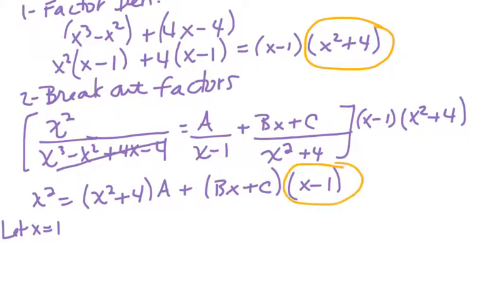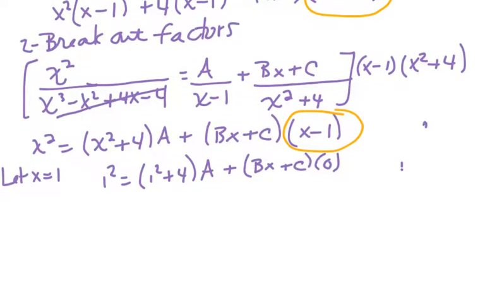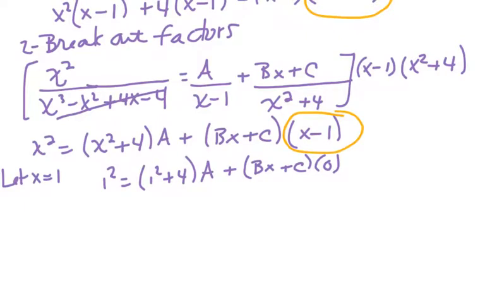If we let x equal 1, we get 1 squared is equal to 1 squared plus 4A, and then everything over here is going to cancel out. So we're just left with this, right? Because this is Bx plus C times 0. So A is equal to 1/5. And all I did was solve the equation. So let's try and knock out another one.